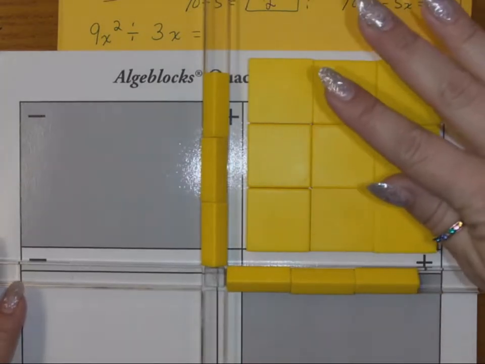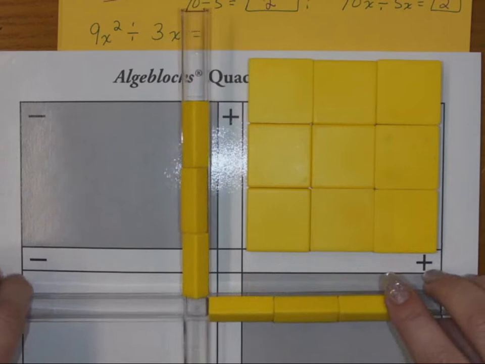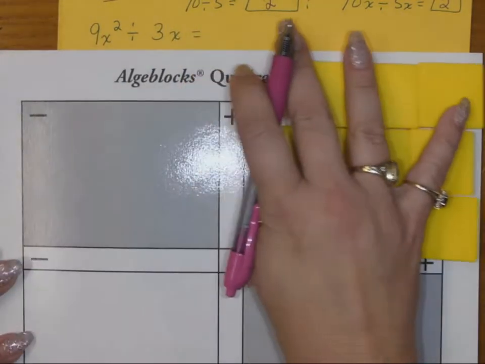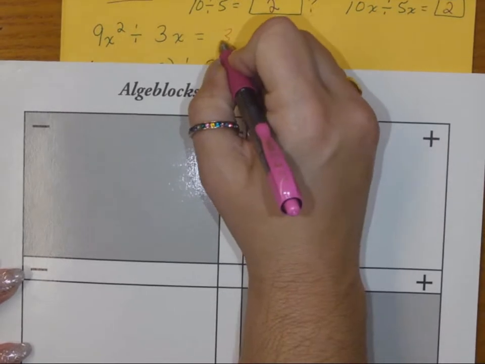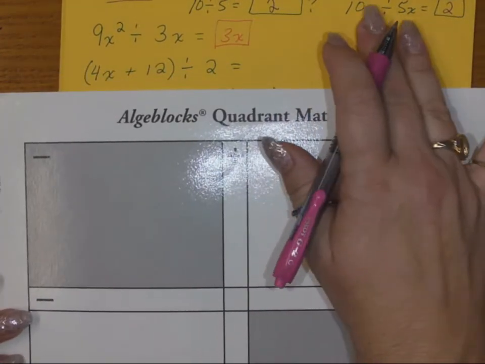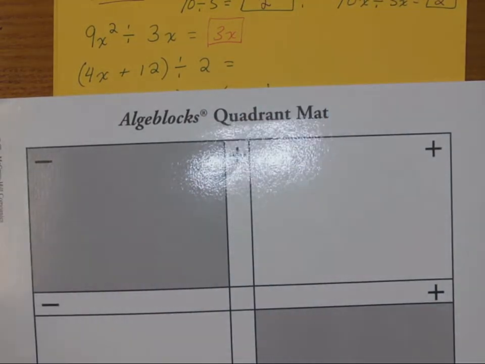Right? I don't need that rectangle anymore. My answer is what's on the factor. What's on the factor track? Well, it's another 3x, right? That's my answer.